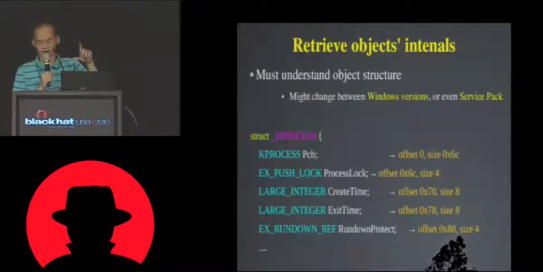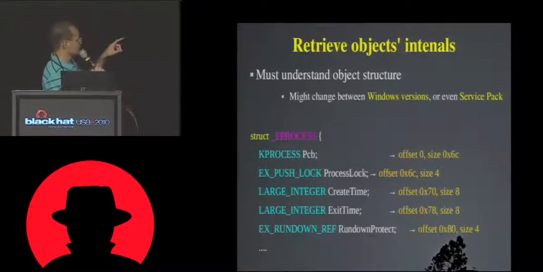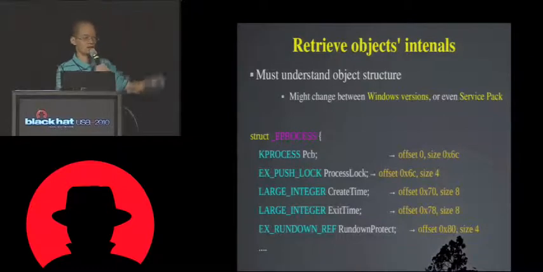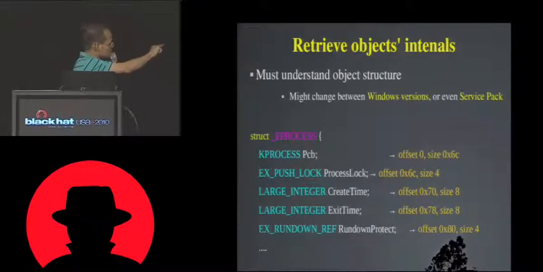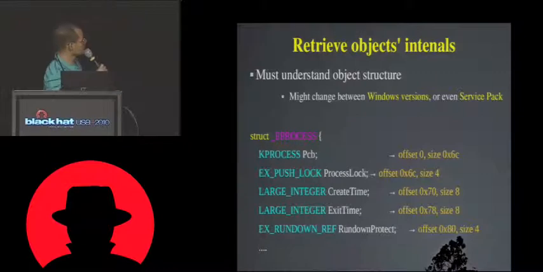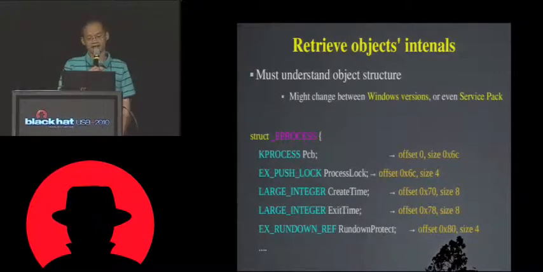Okay, so after you locate those objects, you need to get information from inside each object. First of all, you can locate a process object somewhere in the memory. But that's not enough. After that, you need to extract the needed fields from this structure in the memory. So if you want to know the create time of this process, you need to know that the create time field of this structure stays at the offset 70. And this field has a size 8. Right? You need to know where it stays in the structure, and the size of that. So that means you must understand the object structure.